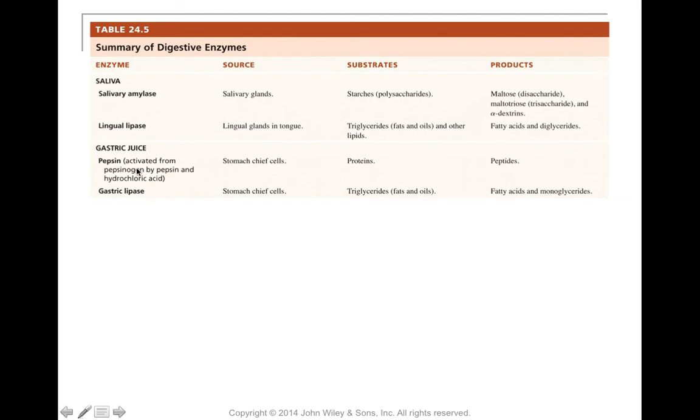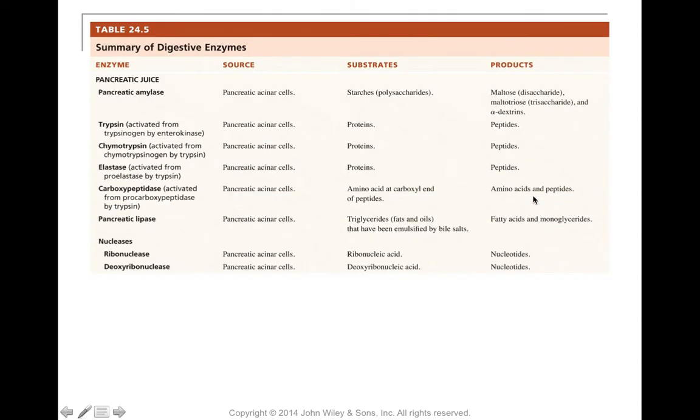In the stomach, we secrete pepsin and gastric lipase. Pepsin, remember, is a specialized enzyme that breaks down proteins at a very low pH. So it only works in the stomach. When it moves into the higher pH of the intestines, it no longer works. Gastric lipase is going to break down triglycerides into fatty acids and monoglycerides.